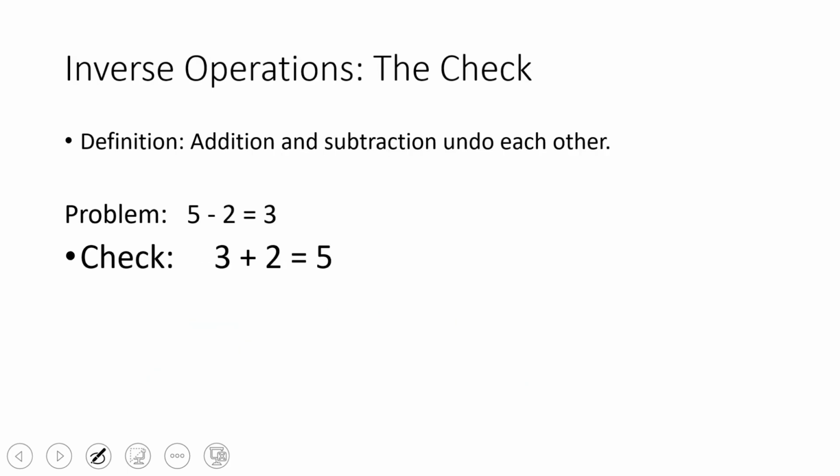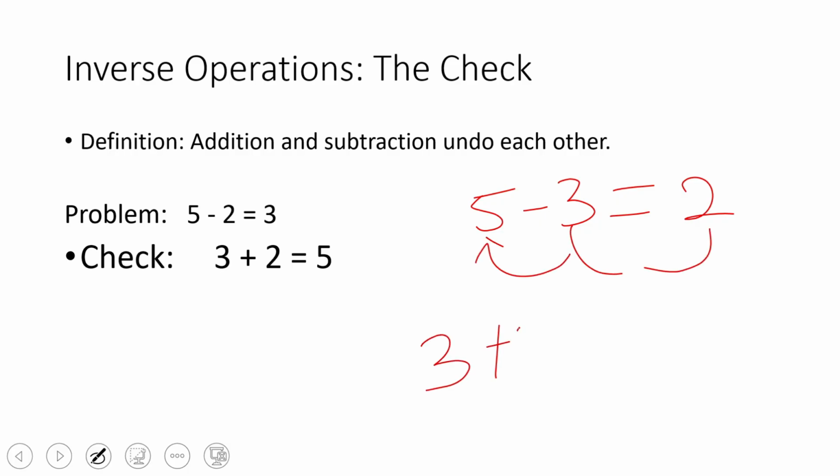Now the inverse operation. Use the inverse operation to check your answer. We all know that addition and subtraction undo each other. When you have 5 take away 3 equals 2, the inverse operation is saying that when you add the 3 to 2, it must give you this number. So that is 3 plus 2 equals 5. That is what the inverse operation is all about.